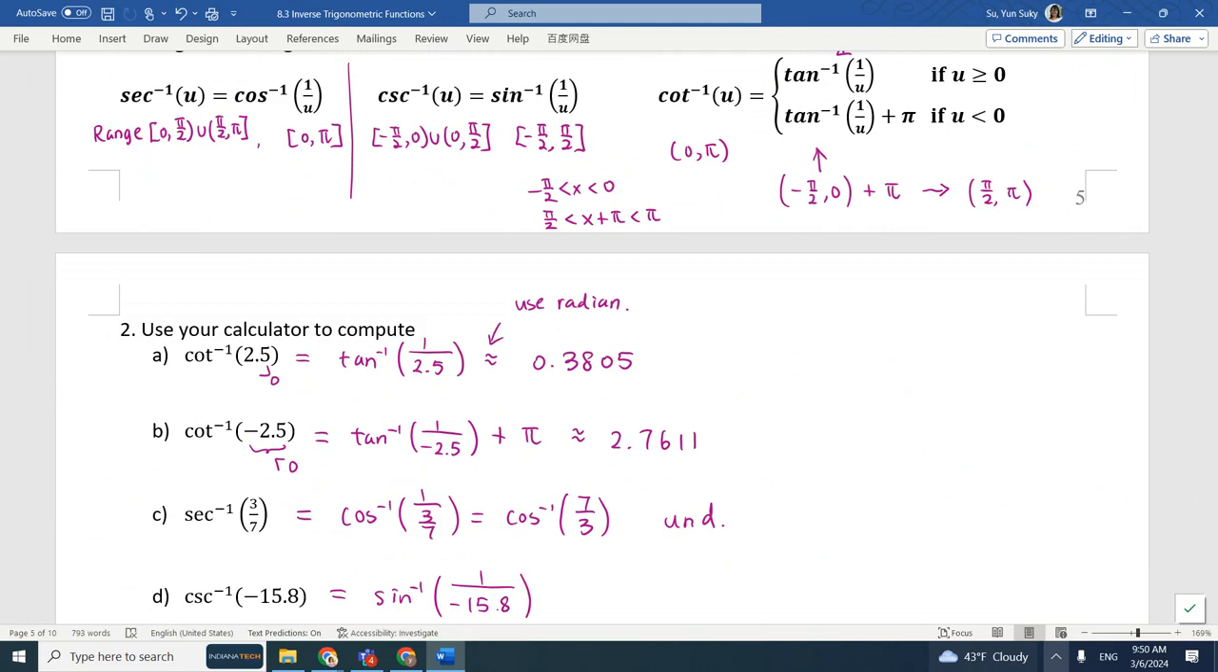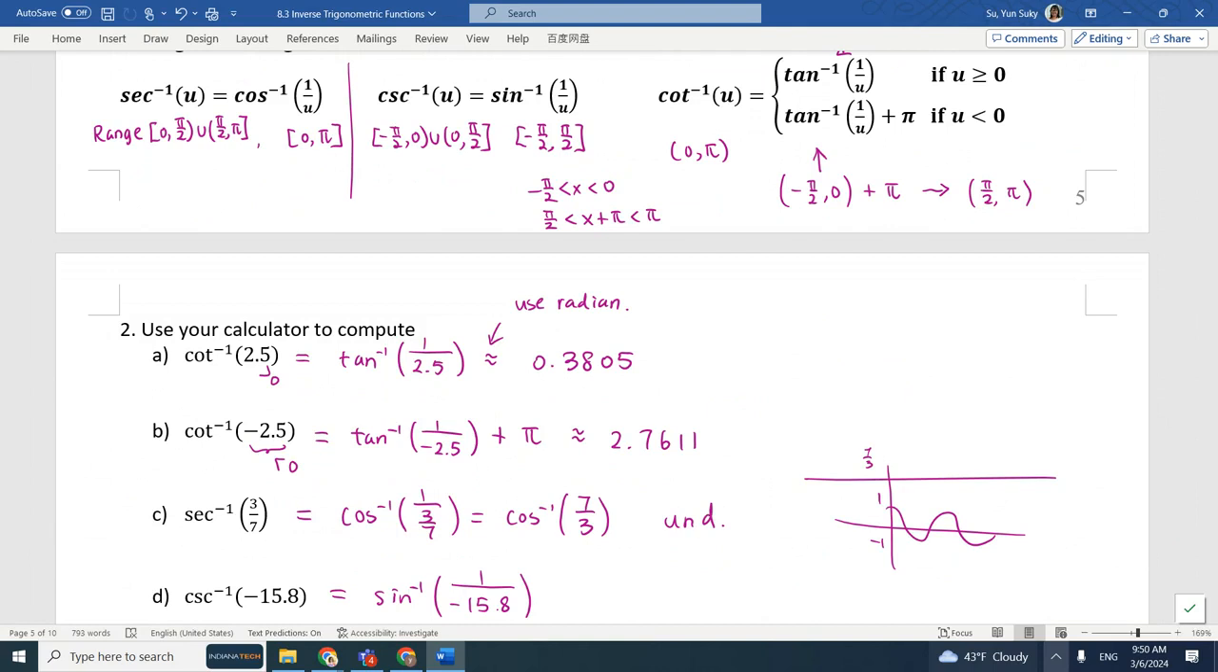Yeah, because remember your cosine is oscillating between 1 and negative 1. So 7 over 3 is bigger than 1. So it's like you let your y be 7 over 3. Do you see there's no intersection with the graph? So therefore this is undefined. No x can make the cosine of x equal to that number.